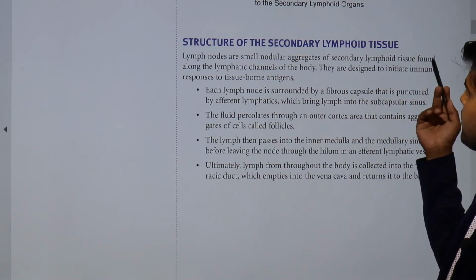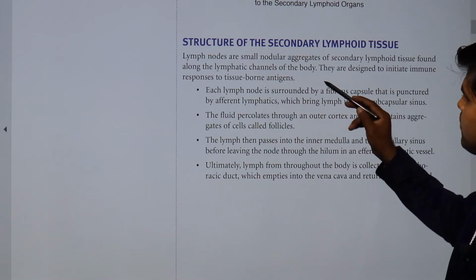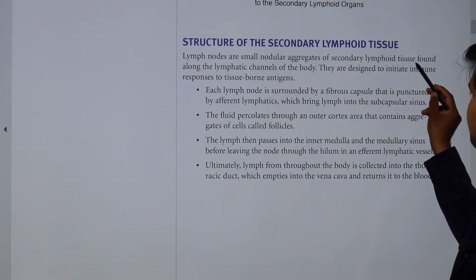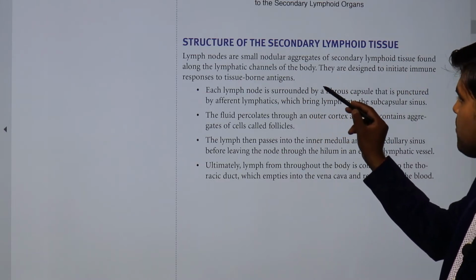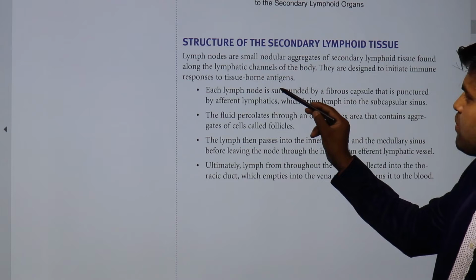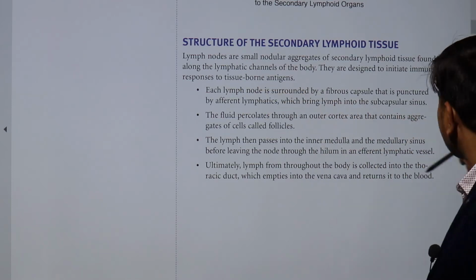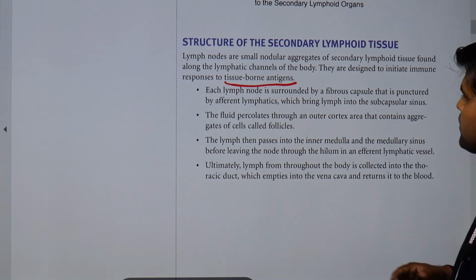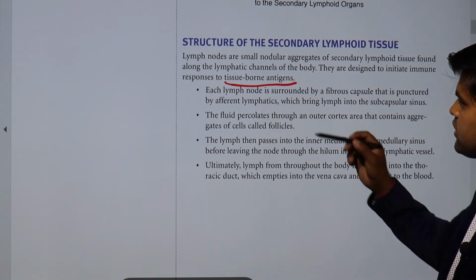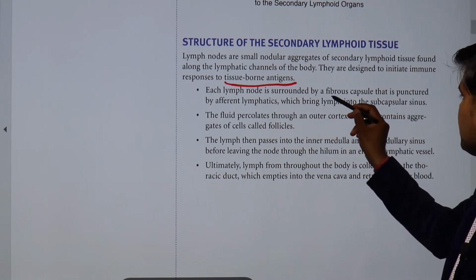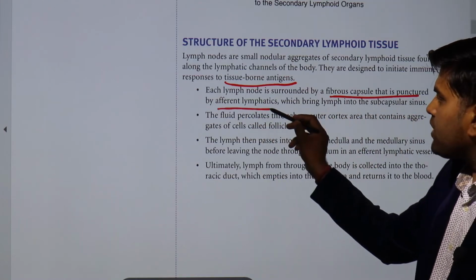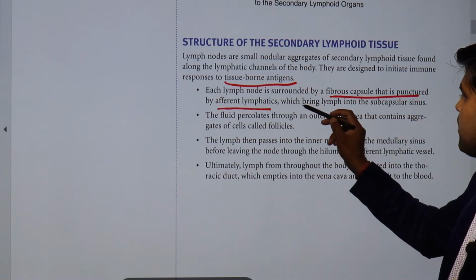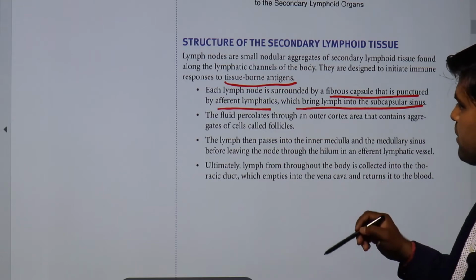Lymph nodes are small nodular aggregates of secondary lymphoid tissue found along the lymphatic channels of the body. They are designed to initiate the immune response to tissue-borne antigen. Each lymph node is surrounded by a fibrous capsule that is punctured by the afferent lymphatics. The entry point is the afferent, which brings the lymph to the subcapsular sinus.